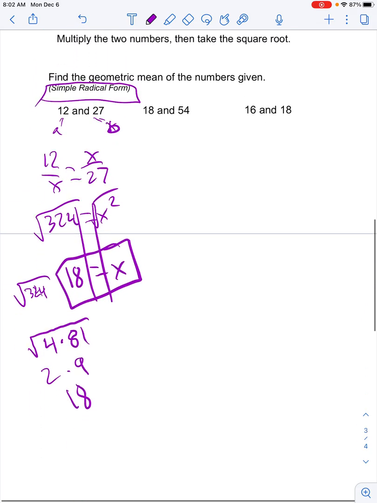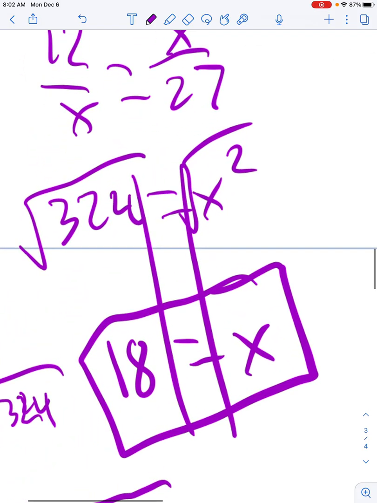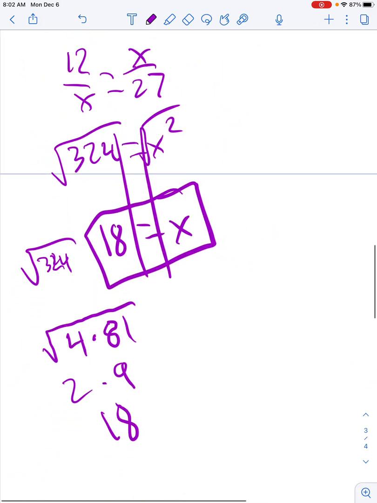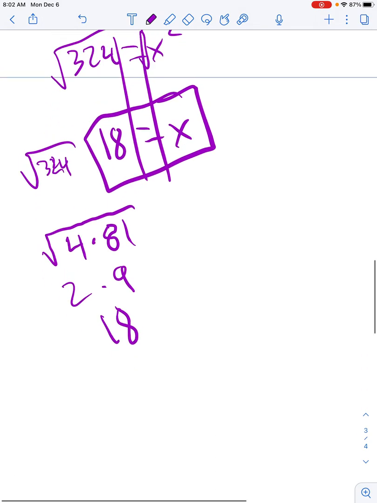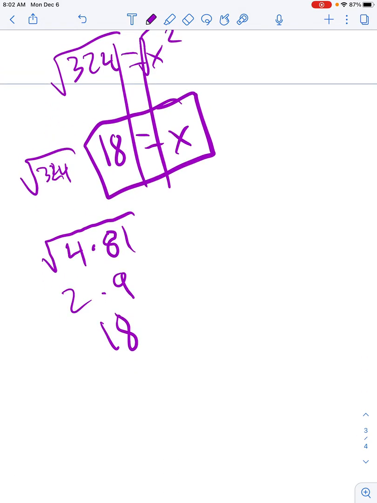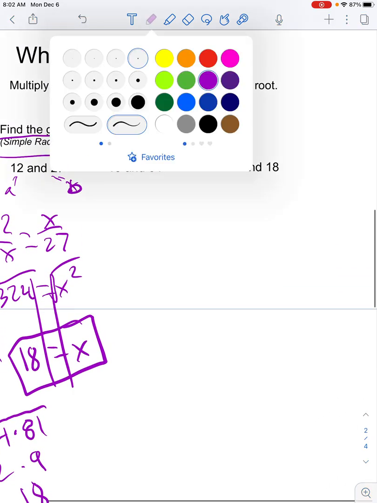So that's one way. I wasn't sure off the top of my head, but I was able to problem solve it by using what I know. I had a hunch that 4 would work. 4 did work. It was actually 4 times 81, which we know is the square root of 4 is 2, and the square root of 81 is 9.